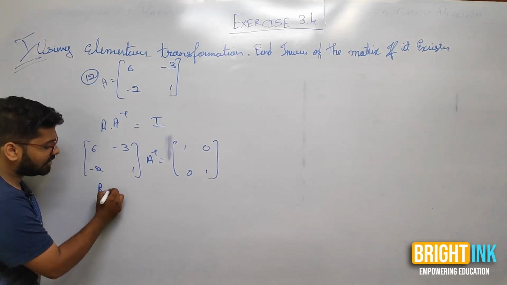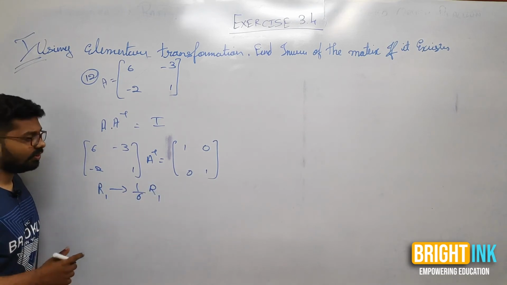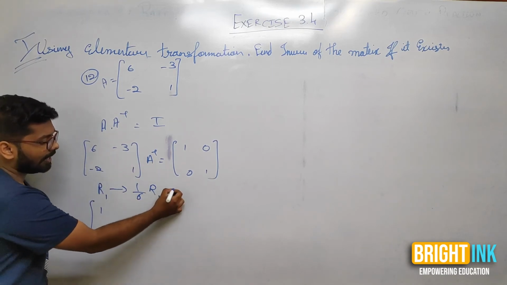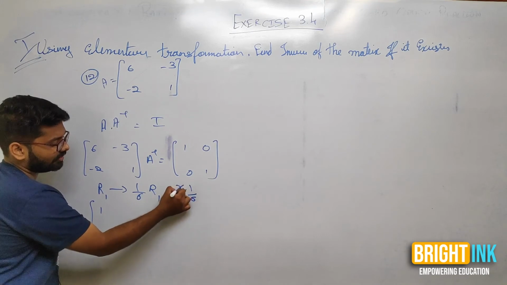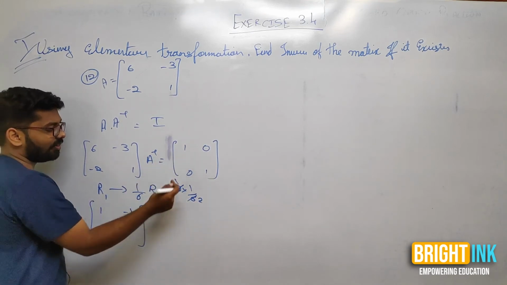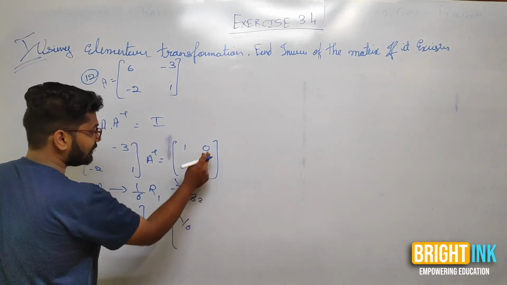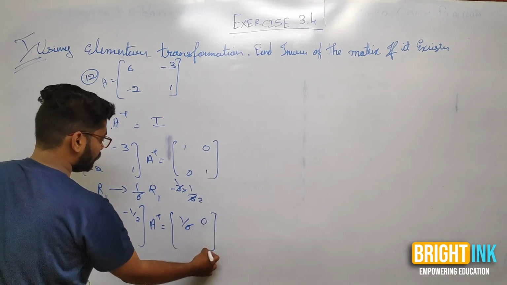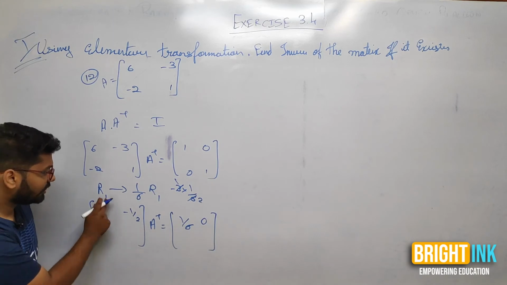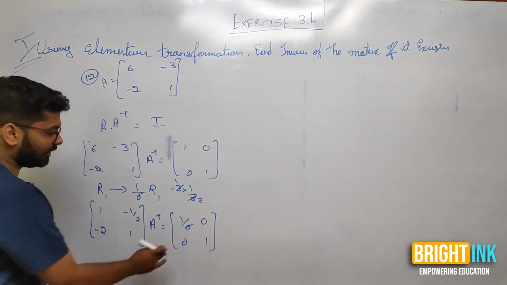So therefore R1 changes to 1 by 6 R1, I mean 1 by 6 into R1. So it will be 1 over here, minus 3 into 1 by 6, it is minus 1 by 2, and what will it be over here? 1 by 6, A inverse is equal to 1 by 6 0. So 0 into anything is 0. Are you changing anything in R2? No, you are not changing anything, so write it as it is.